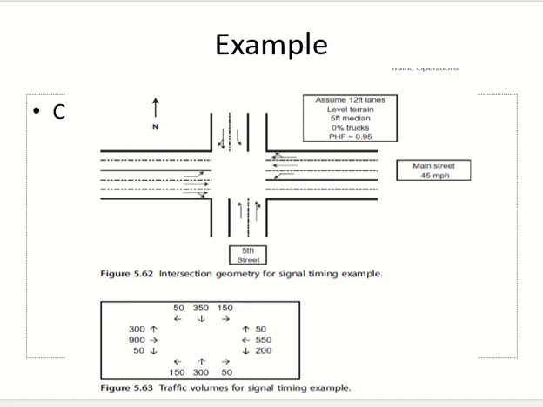Lane width and median. How many lanes? 3. Each lane 12 feet. And we have a median? Yes. How much is the median? 5 feet. So 12 into 3 plus 5. For this road, how many? 3 plus 2, 5 lanes. Again, each lane 12 feet. So 5 into 12 plus 5 feet of median. So you know how much the pedestrian has to travel.